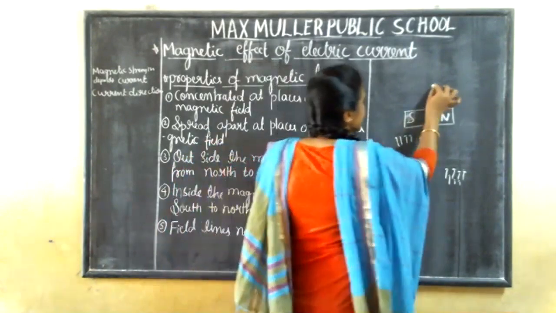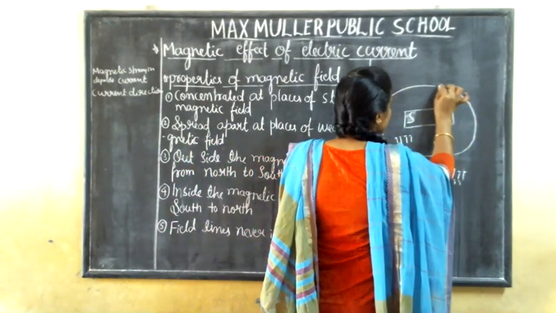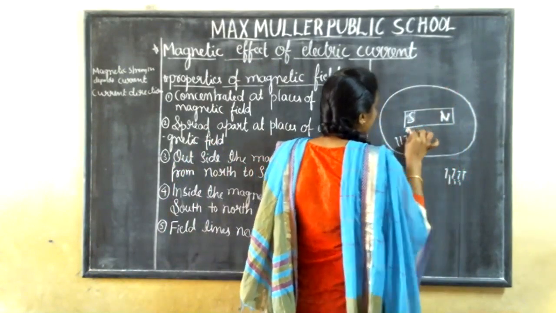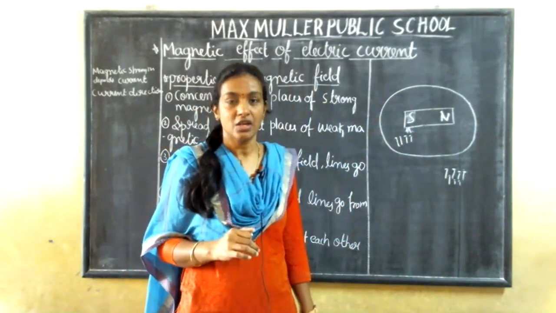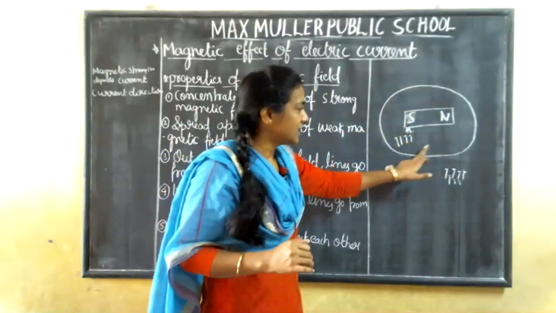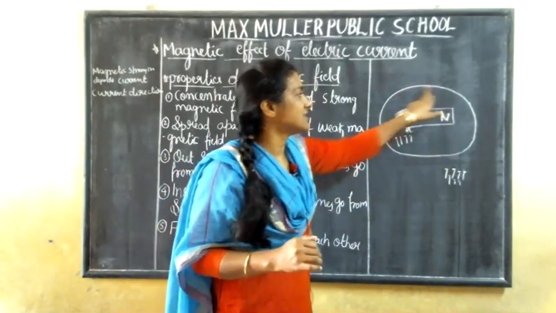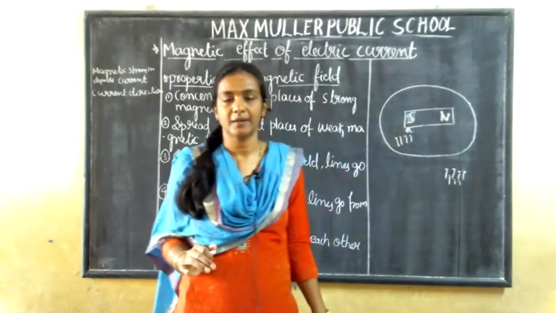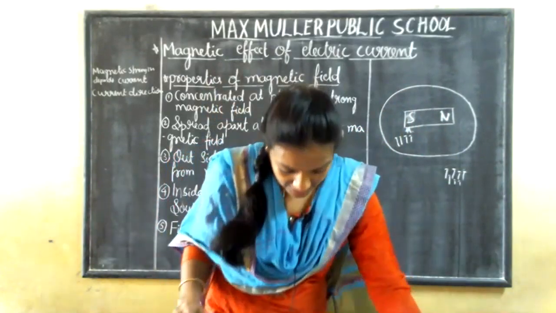Why? Because this magnet has some region in between. Within the region only, they can have some forces. So this field is called a magnetic field. This is a magnet and this is the magnetic field. Is it clear? Yes guys, is it clear?